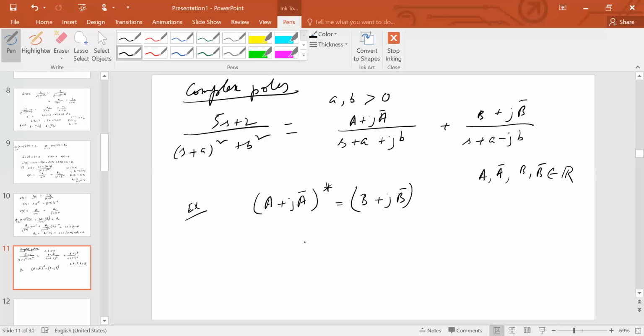Okay, just to show you how this is done, a step. Although this is an exercise, to prove this you have to just equate coefficients. So cross multiply both sides by this denominator.